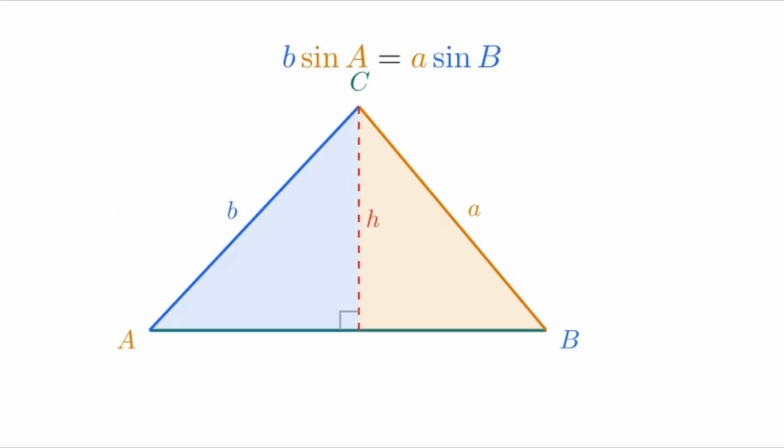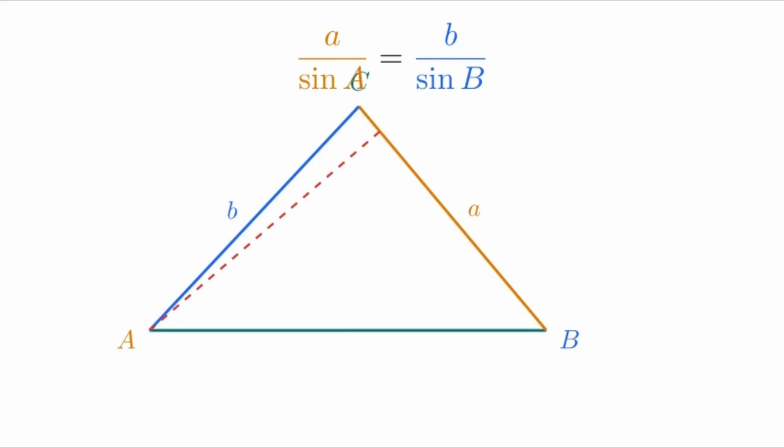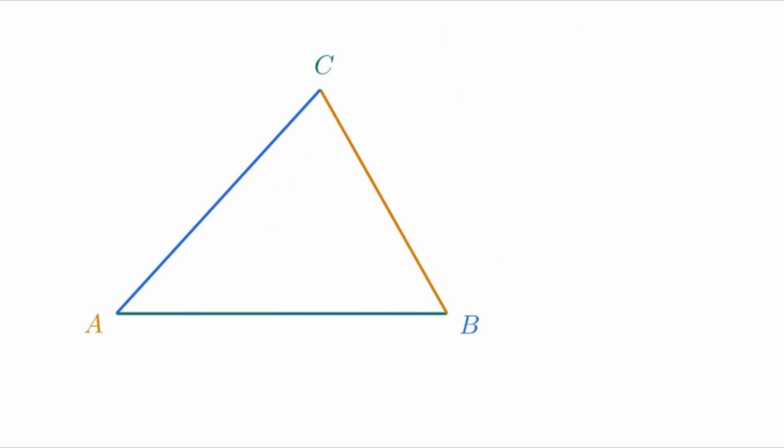2 names for one length, which means the 2 names have to be equal, and dividing gives you A over sine A equals B over sine B. Drop the height from a different corner, and the same argument hands you the third ratio. That's the whole proof. One question left. All 3 ratios equal something, but what?